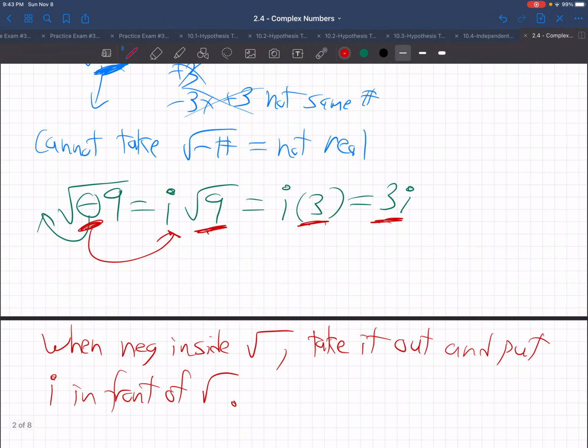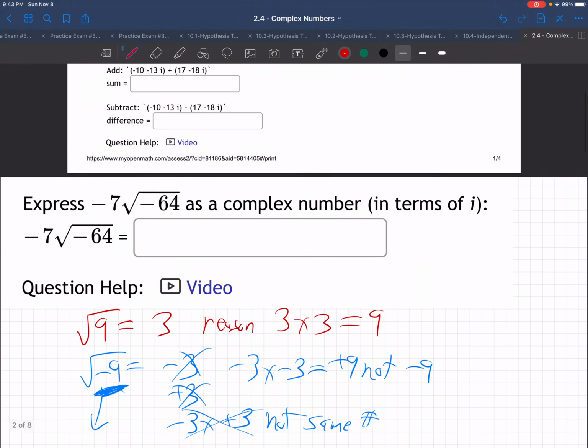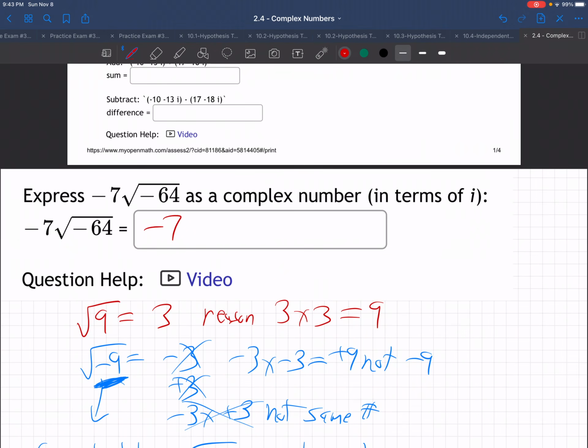Now you might say, well, what's that i for? It's for imaginary. In other words, this is not a real number. It's imaginary. So let's see how it works. So we've got negative 7, and then what are we going to do with that negative inside? It comes out and it goes right there to the front of the square root. It's no longer inside. So now it's the square root of regular 64. And now you can do the square root of regular 64, which is 8.